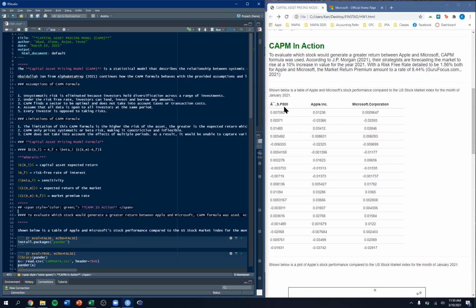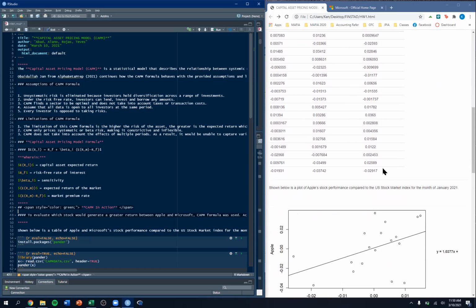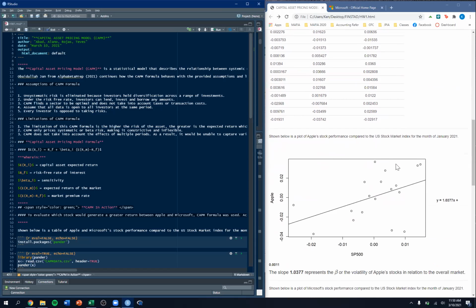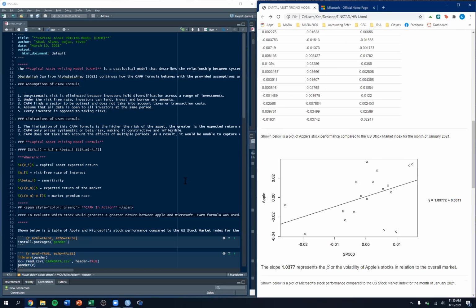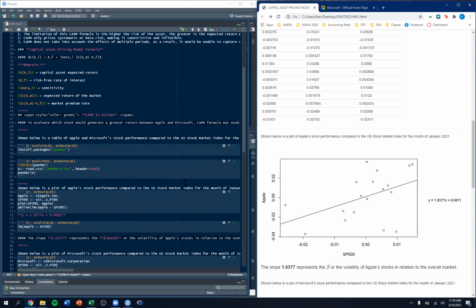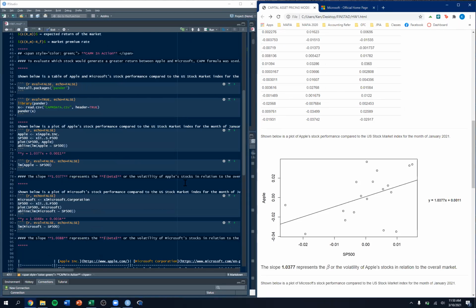This is the S&P 500, which is the index of the U.S. stock market. This is the Apple Inc. stock prices. These are all the returns, and then this is Microsoft Corporation. Okay, for the plots, may I call on Justin? For the plots, can you scroll down to the code? Sure. First we installed the package Pander.